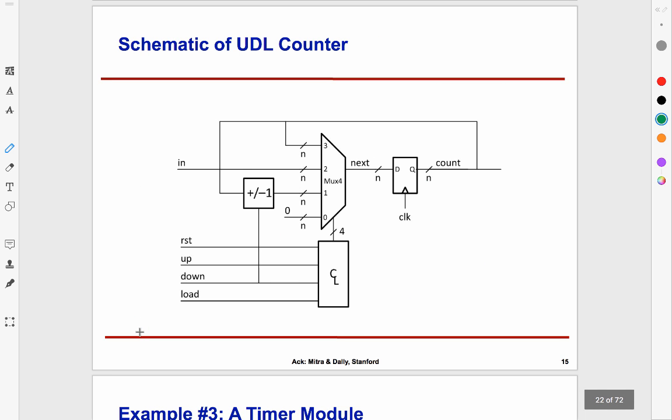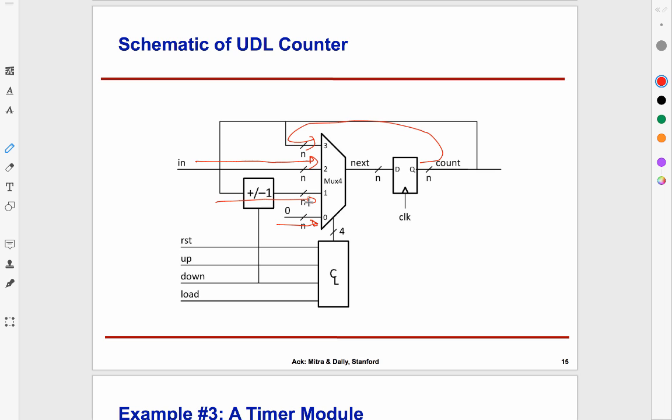We say, okay, let's imagine I have a 4-to-1 multiplexer and I have 4 options. I have the option of feeding count as is. So that's the first option. I have the option of feeding in. That's the second option. I have the option of feeding 0. That's the third option. And I have the option of feeding count +1 or -1 as the final option.